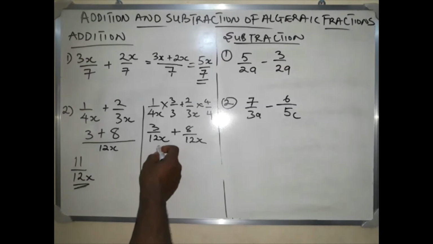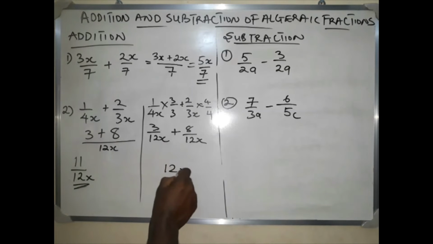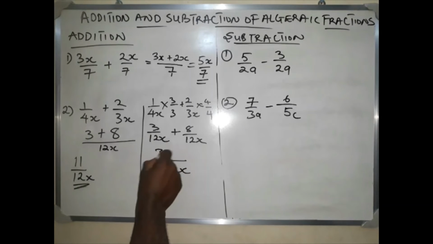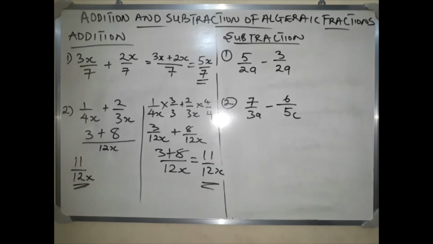Since they have the same denominator, all I have to do is just pick one of them, 12x, and add the numerators, which will now give me 11 over 12x, which is the same thing we did here. So in either case, you always get the same answer. So whichever you think is easy for you to remember and understand, you can use that.